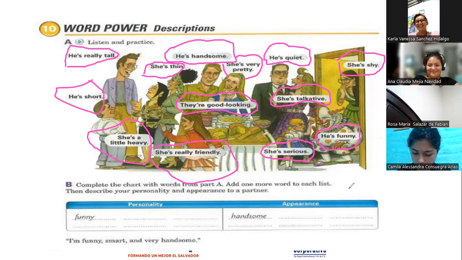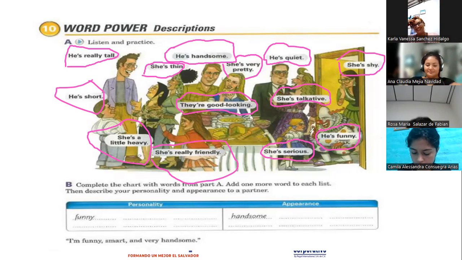So, are you thin? No. Poquito. La vacación, me afectaron las vacaciones, you know. All right, so are you a little heavy? No, no, no. Okay, so are you friendly? Yes. Are you really tall? Yes. Are you short? Yes. Okay. Thank you, guys. You have done a great job. It's a motivational class. All right.